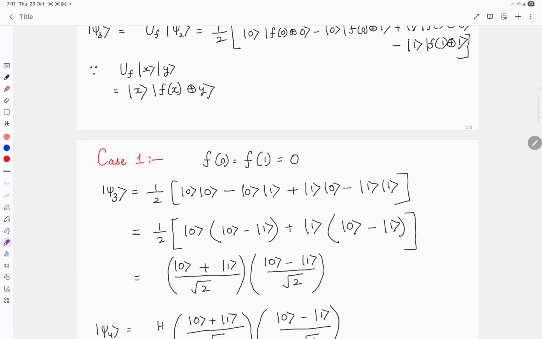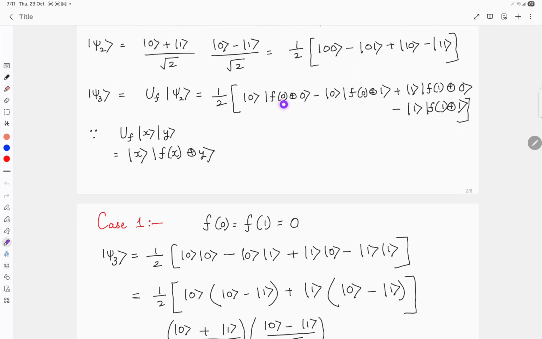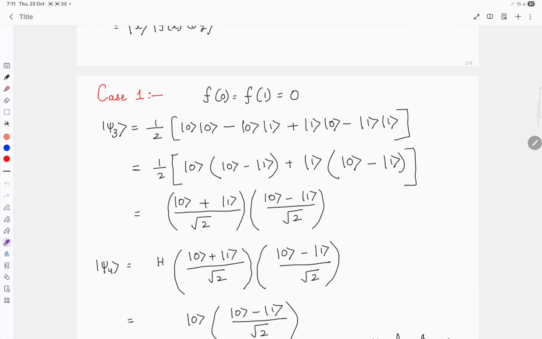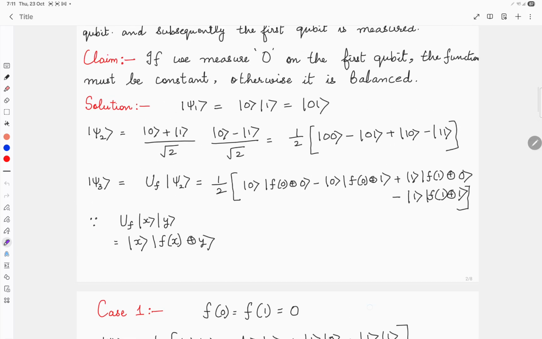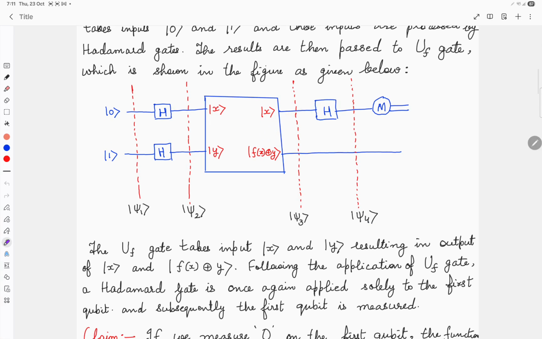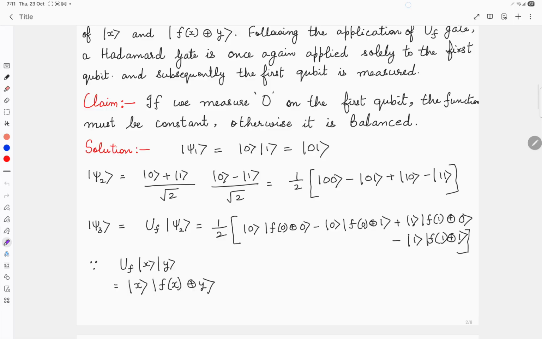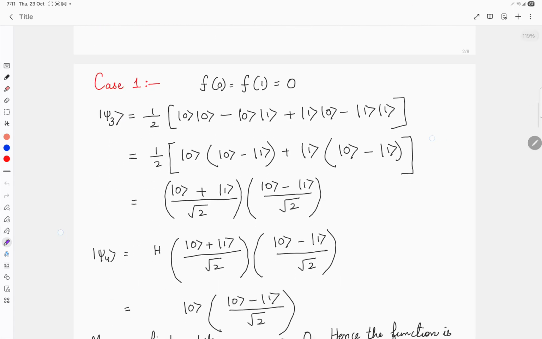Now let us consider some cases. Let's say the function is a constant function, f(0) equal to f(1) equal to 0. We apply this case into this equation, and finally we get this particular output at ket psi 3. In the quantum circuit, ket psi 3 is the quantum state after the quantum oracle.